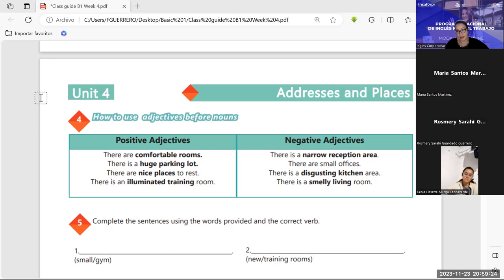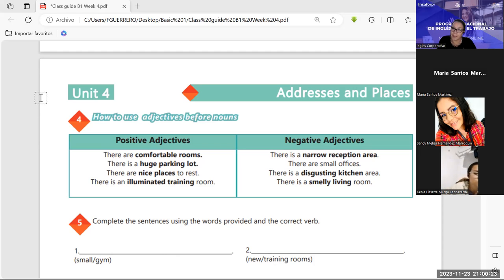Sandy? There is another parking. There is no cafeteria. There is another reception area, but there are comfort. ¿Cómo se dice confortable? ¿Cómo se pronuncia? Comfort. Ah, comfortable. There are comfortable chairs in the office. Okay. Nice. Thank you so much. Any other volunteer? No more volunteers?